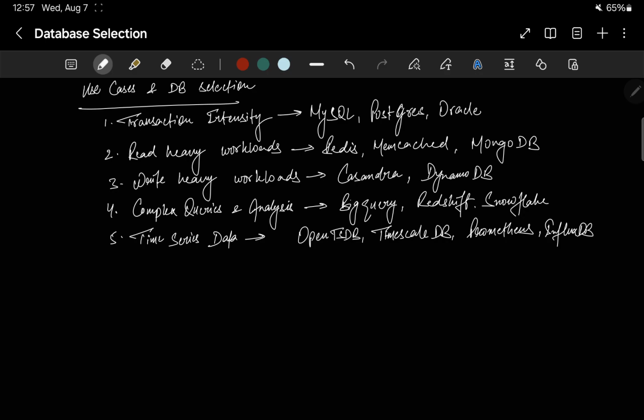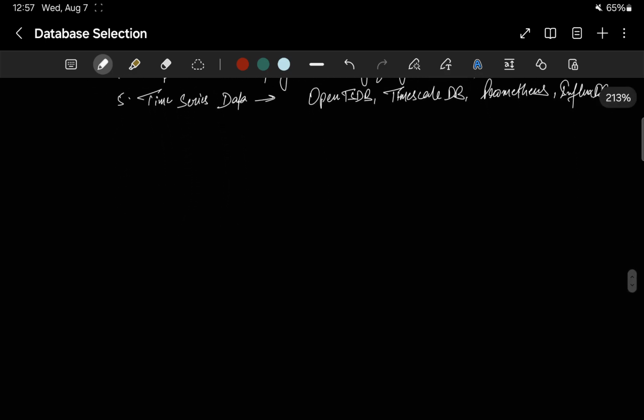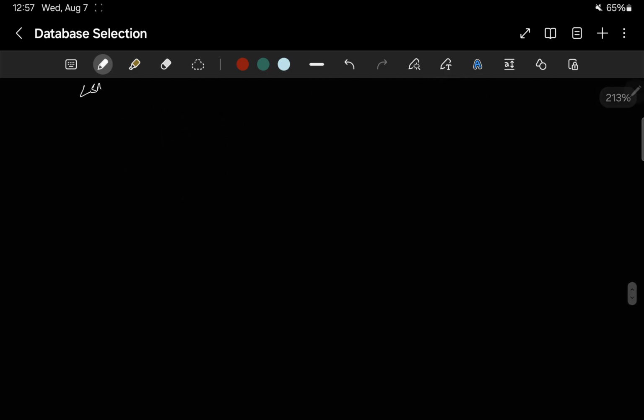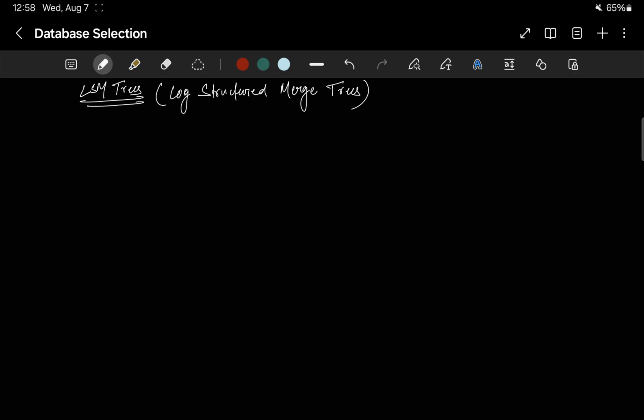Now let's talk about LSM trees. So what are LSM trees? LSM trees, also called log structured merge trees. LSM trees stand out as a data structure tailored for write intensive workloads, particularly in databases dealing with frequent write operations, as I told before.